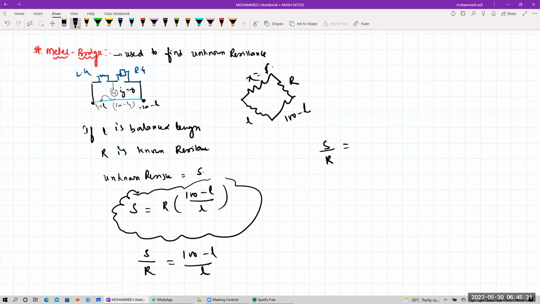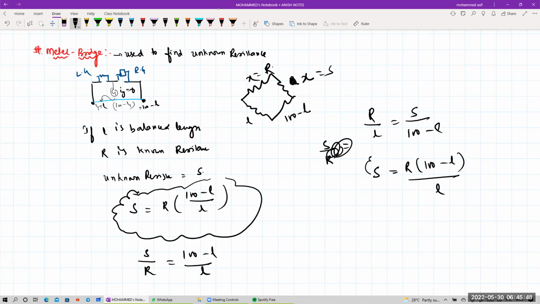And this one I should take as your R, and this should be your unknown resistance X. This X is equal to how much for me, your S? So R by L is equal to S by 100 minus L. So the unknown resistance will be S is equal to R into 100 minus L divided by L. Okay?